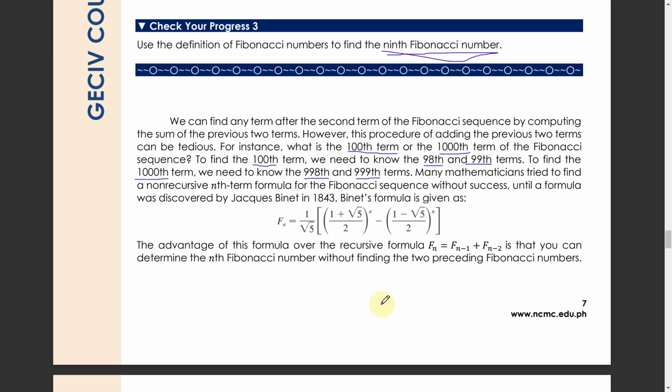So the advantage of this formula over the recursive formula: in the recursive formula, your answer is based on your previous answers. Fn is equal to f of n minus 1 plus f of n minus 2. The advantage is that you can determine the nth Fibonacci number without finding the two preceding Fibonacci numbers. No, that is the advantage.